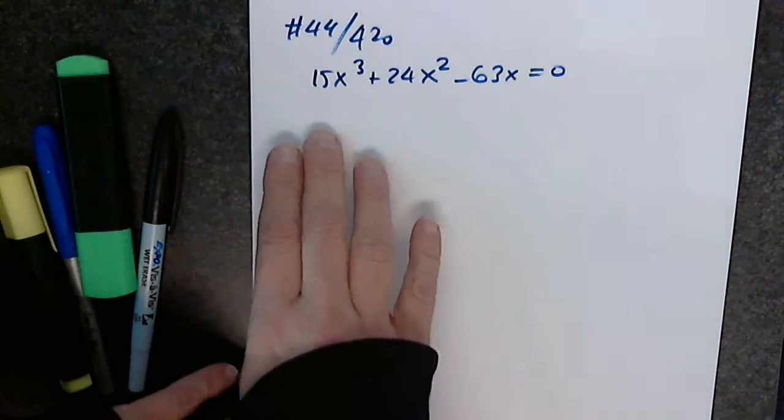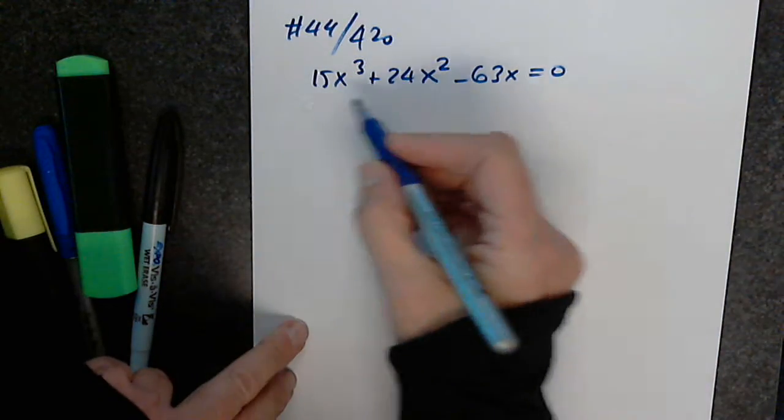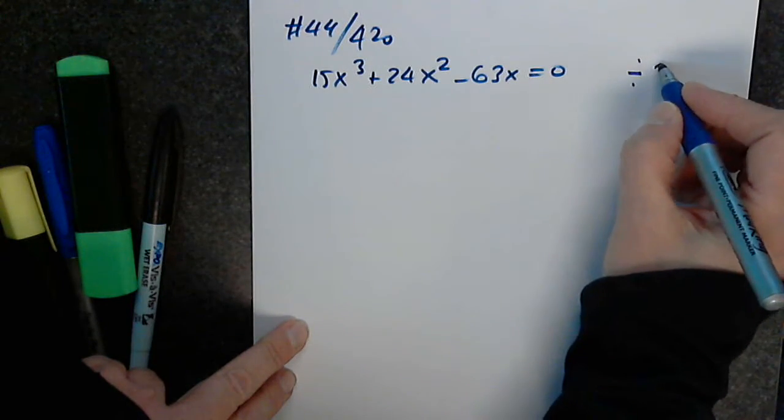Perfect. First of all, I look at these three terms. I identify that it's a trinomial. It's in descending order. And since it's an equation, I will divide both sides by 3.